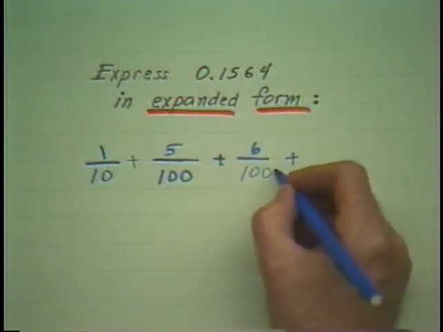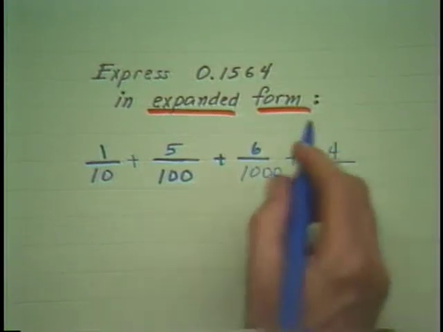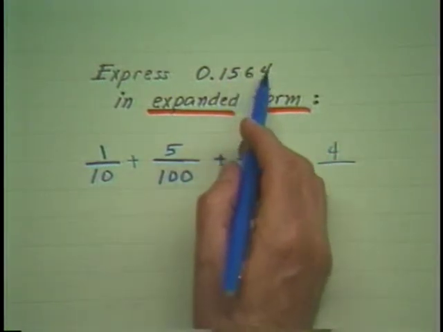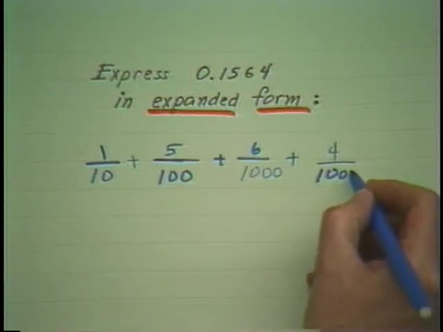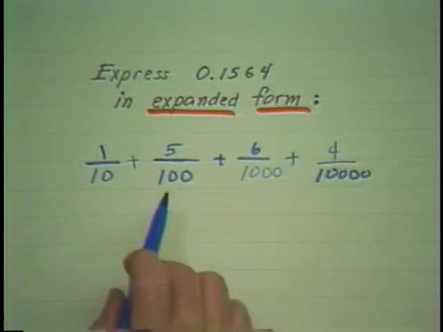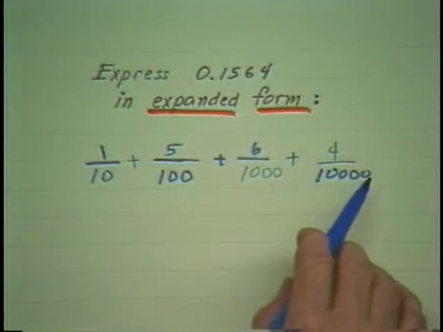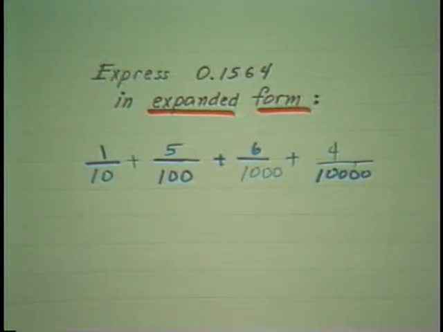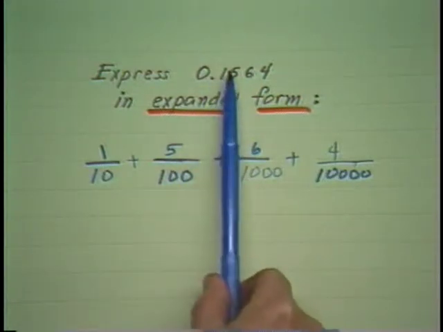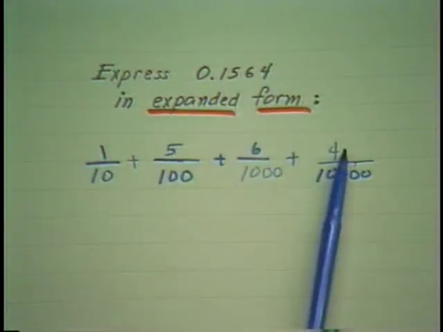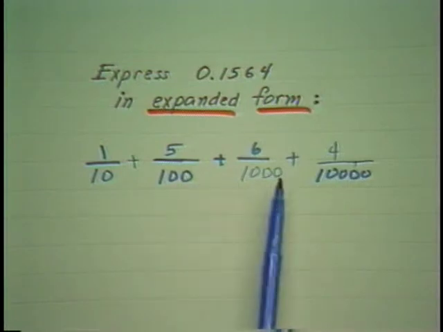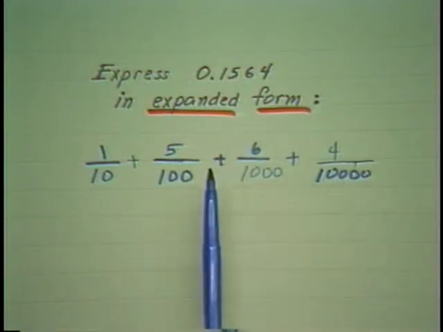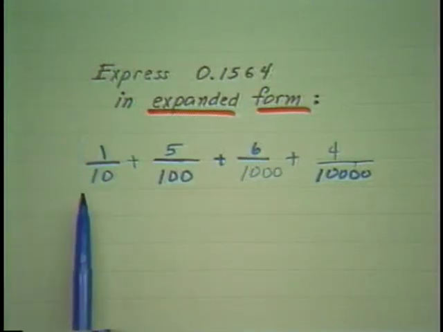and 4 ten-thousandths, or as you can see in each additional place to the right, I get one more zero on that power of 10. So as it turns out, the digits are the numerators, and the place value is the denominator. And that's really all this lesson is about.